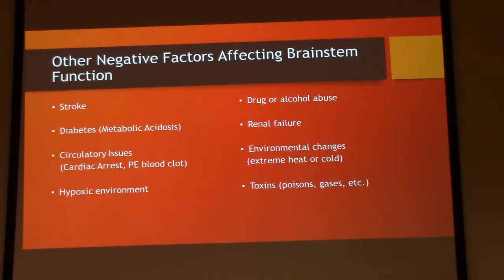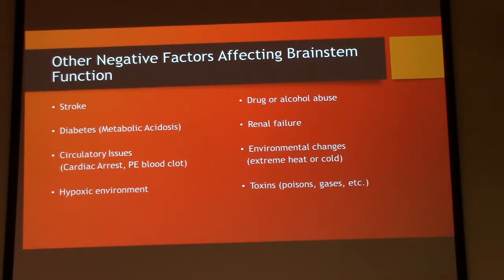Now, other than trauma, some of the other things that will affect our brainstem function is a stroke. And again, that's more looking like our hemorrhagic strokes. We see the increased intracranial pressure. Metabolic acidosis, secondary to diabetes. Even the different drugs and alcohol a patient may take can affect our brainstem. Different environmental issues, if they're too hot, too cold. And it's not just environmental with heat, but it also can be the fact that someone has a fever.